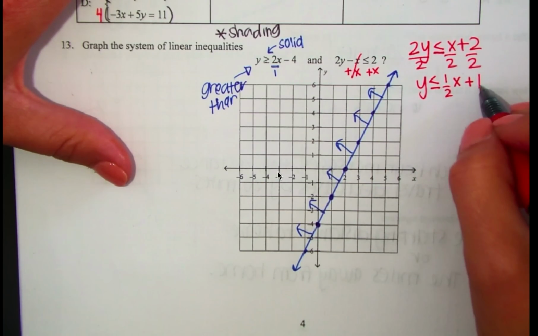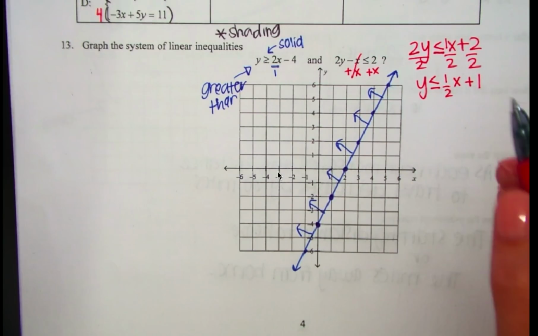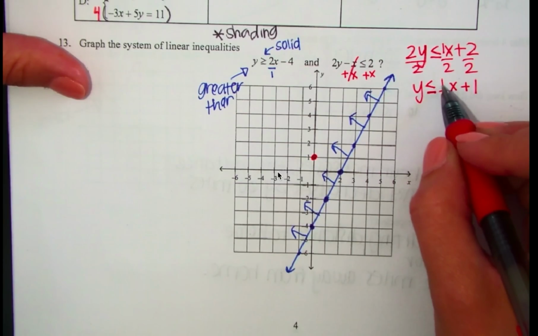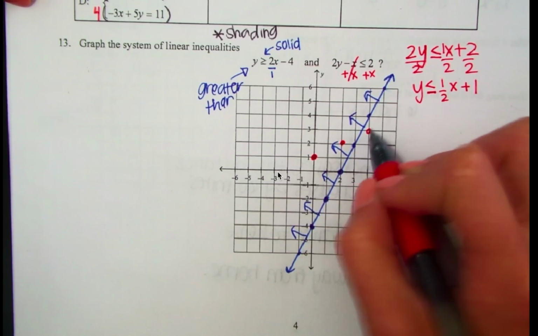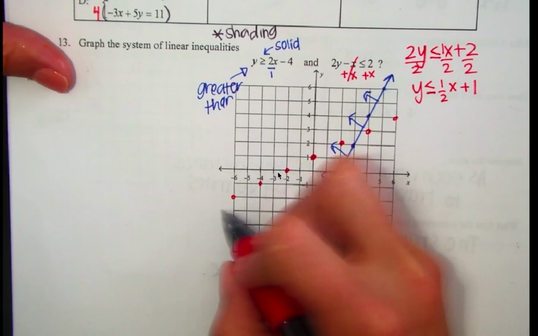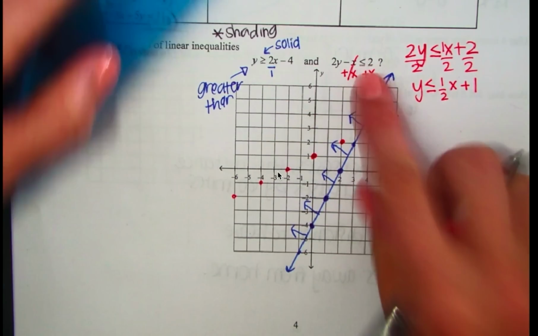2 divided by 2 is 1. And there's a 1 in front of this x. So I'm going to graph this. I start up 1. There's my y-intercept. My slope is 1 over 2, so rise 1, run 2. 1 over 2, 1 over 2. Same thing in this direction. And then I'm going to draw my line. Again, a solid line because of the underline in the inequality.